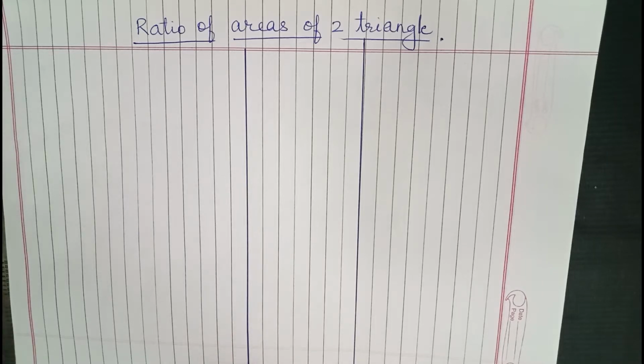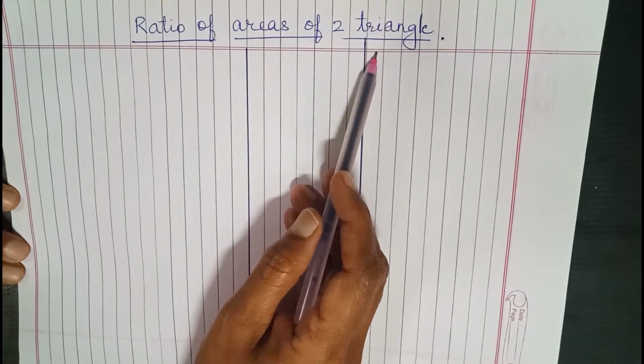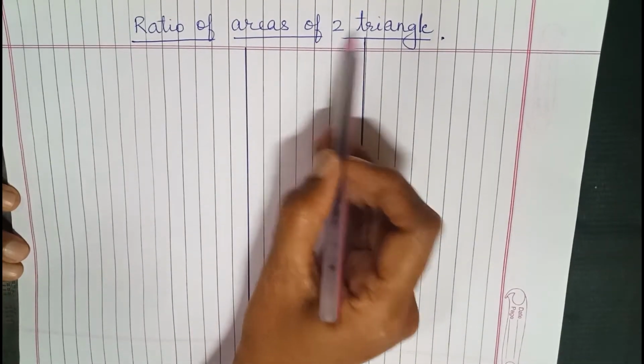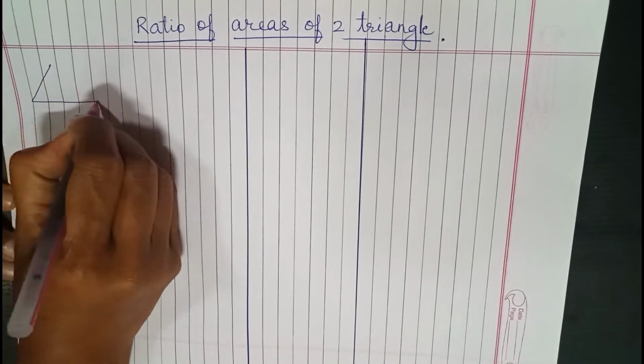Today we start with the lesson Similarity, that is the first chapter in the SSC board textbook of standard 10th, and the first topic that we have to do is ratio of areas of two triangles. So let's begin. As it mentions areas of two triangles, let's have two triangles.